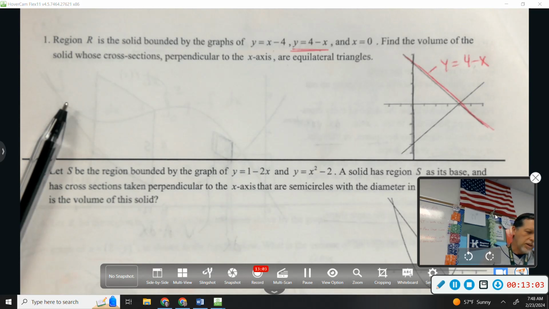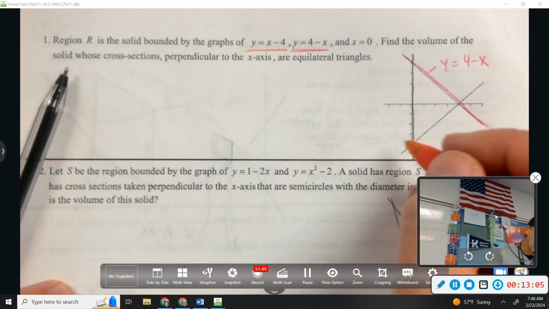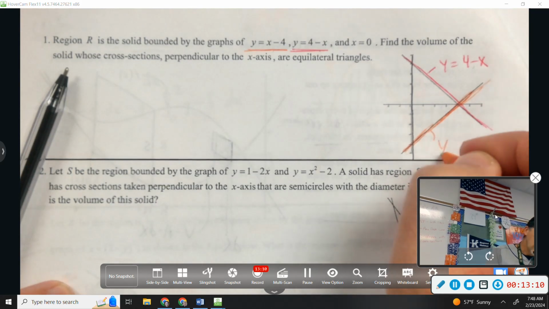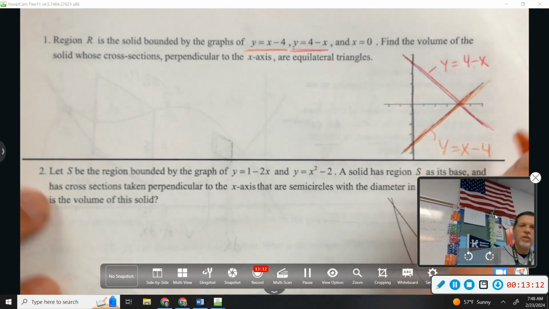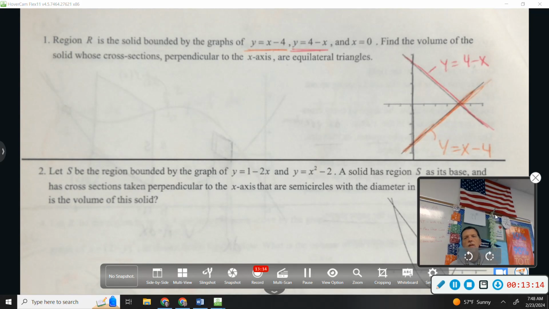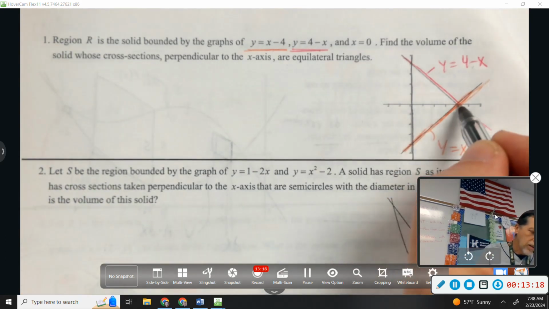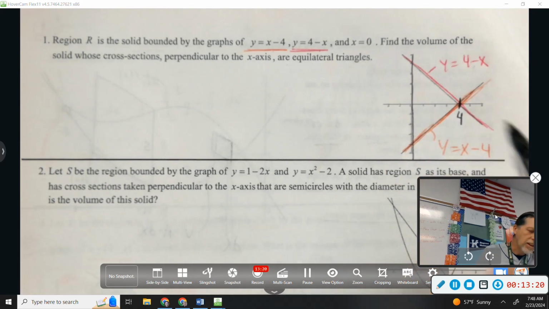And that other one is x minus 4, so that starts at negative 4 and has a slope of positive 1. So x minus 4. Okay, so now I've got them figured out, who's who. Goodness, those points are small, but they intersect at 4.